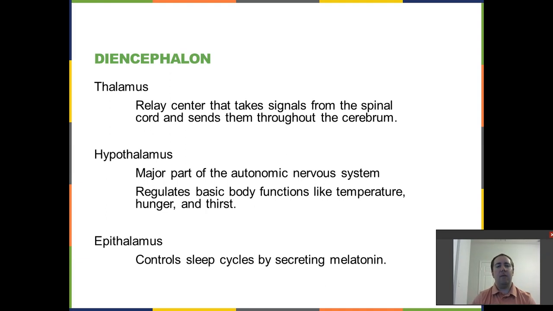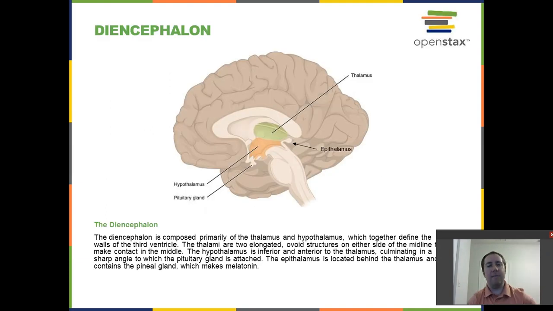And then the epithalamus controls our sleep cycle. It makes melatonin. So here's our diagram of the diencephalon. When I looked for the diencephalon, I used the corpus callosum as my landmark. The corpus callosum is this big white C here. Now the corpus callosum does not actually count as part of the diencephalon. But the diencephalon is everything encased in and below the corpus callosum. So it is this region here.